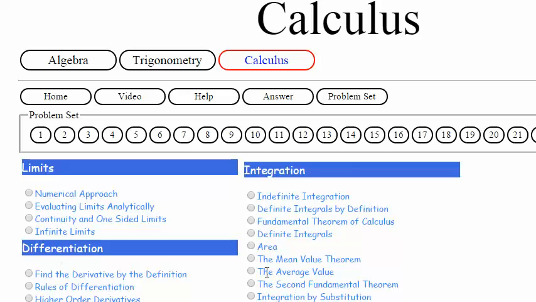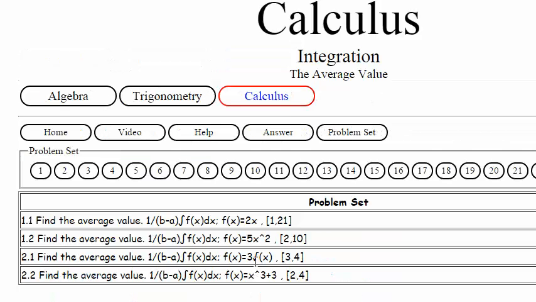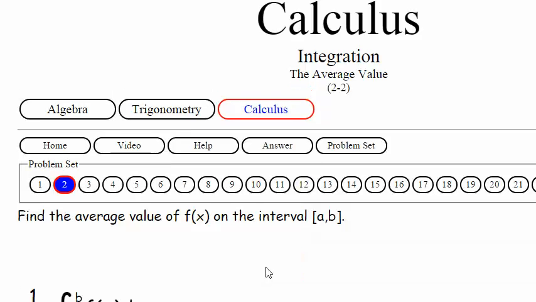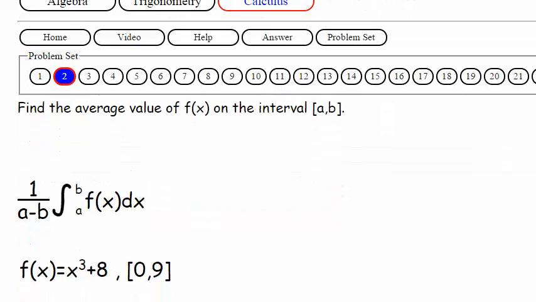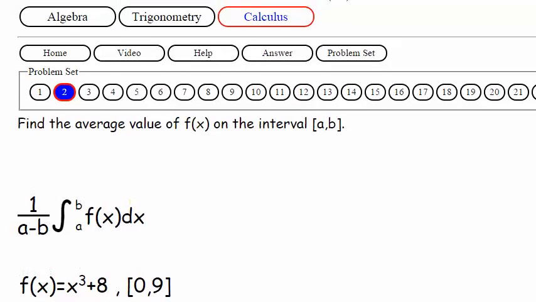We're doing the average value, and I believe we're doing this one here. It'll be the last one of this section for a while anyway, until I get caught up. Find the average value of f of x on the interval a, b. All right, so let's go ahead and write this problem down.